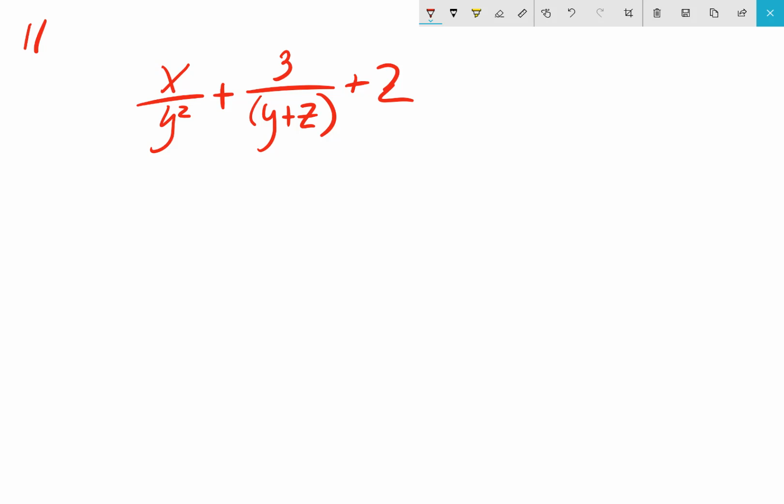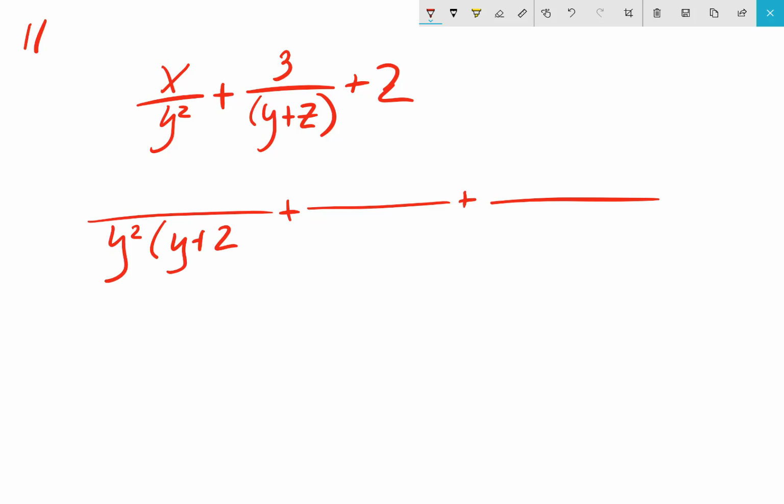So the common denominator is going to be the product of the denominators of the first two fractions, because they don't have anything in common. They don't have any factors in common. So it's just going to be y squared times y plus z. And that's going to be the denominator, the common denominator.